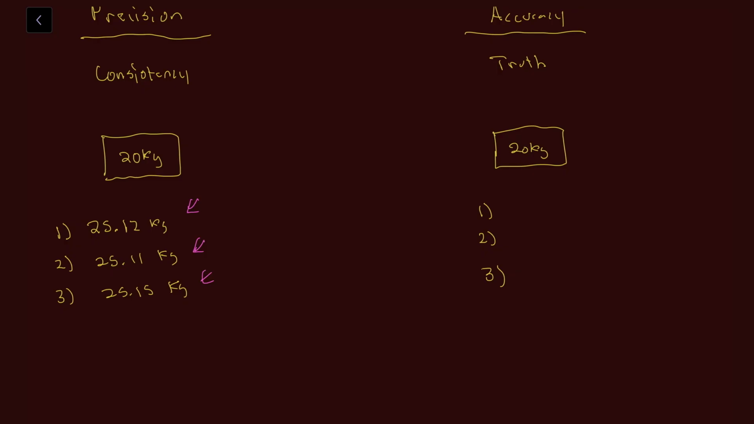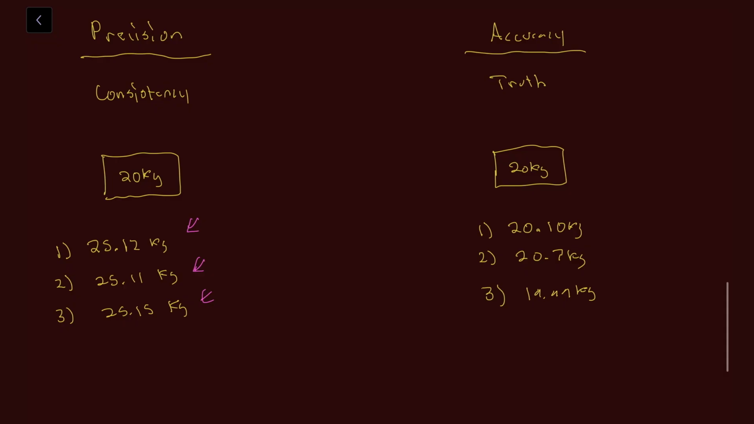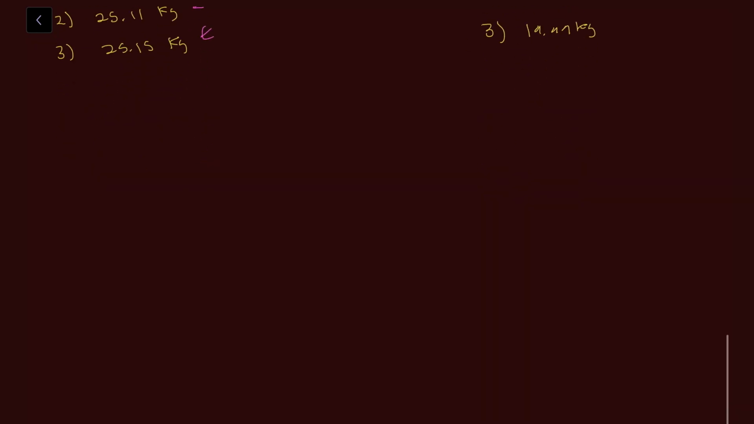Accuracy, on the other hand, would mean trials like this: 20.10, 20.7 kilograms, and 19.99 kilograms. Measurements are accurate if they are close to the true value, or at least to the value that we expect to receive. And that is the difference between precision and accuracy.